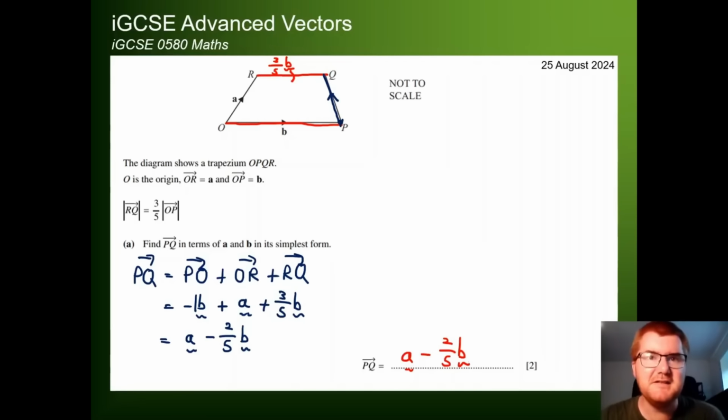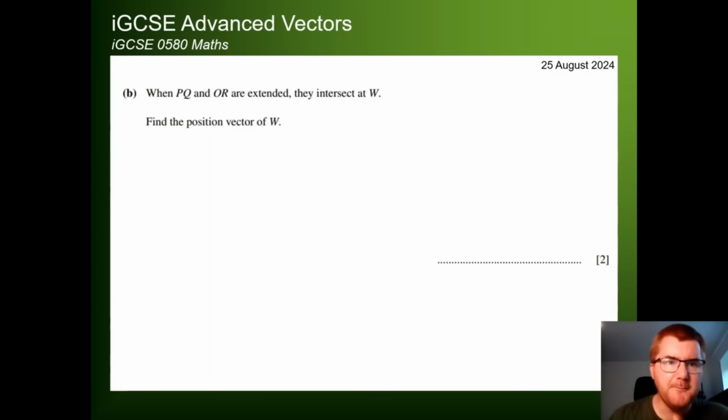Nicely done. Now this next question, a lot of people ask me about this kind of question, so do pay careful attention to this. So when PQ and OR are extended, they intersect at some random point called W, and we want to find that position vector of W. So we want to find OW, whatever that's going to be. So what does this look like?